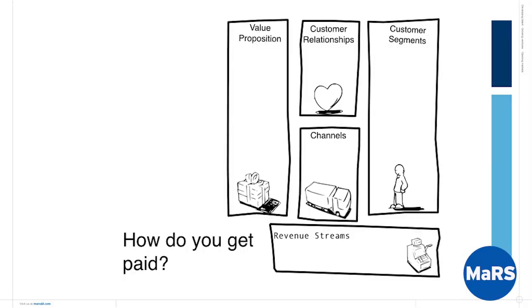How do you get paid? Hopefully, the reason you're doing this ultimately is to create a revenue stream. At some point in the process, you need to capture some of the value that you are unlocking for the customer. And so, how do you get paid here? Where does the cash register go in this business model?